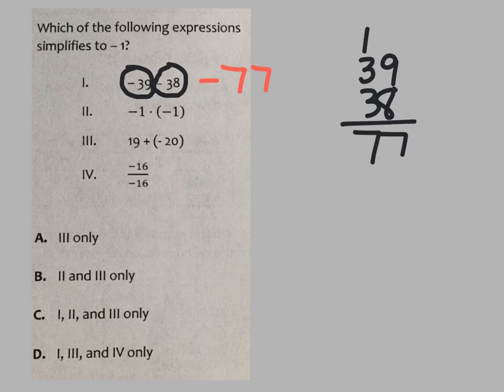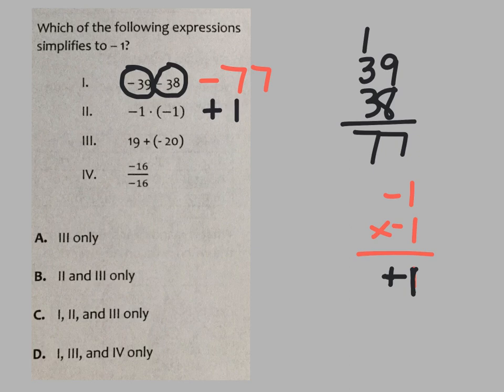Number 2, -1 times -1. Well, -1 times -1, 1 times 1 is 1. And since both factors shared the same sign, in this case both negative, our solution is positive, +1.